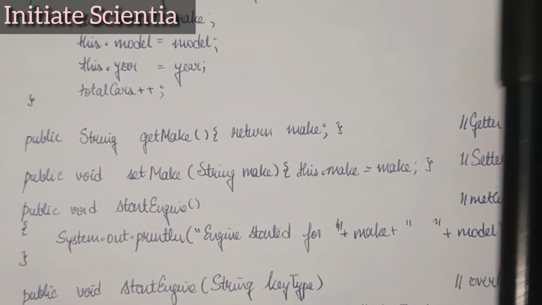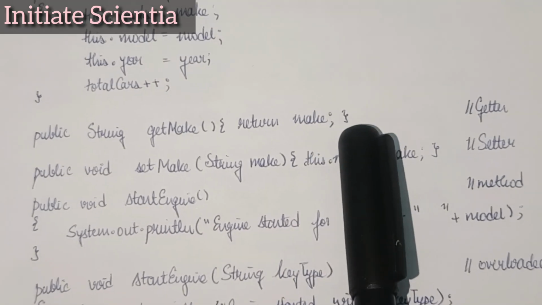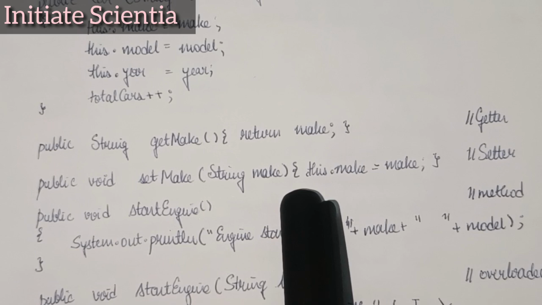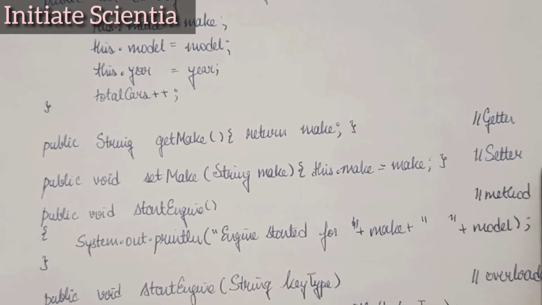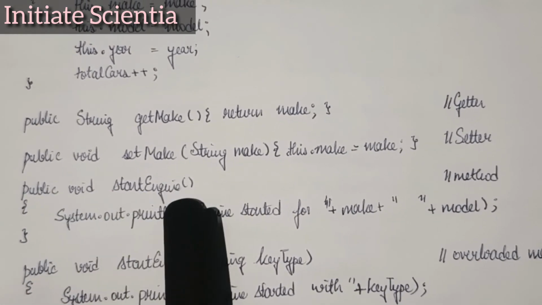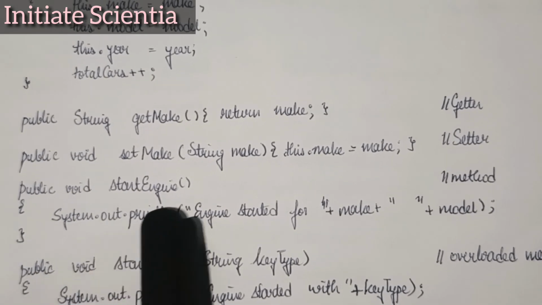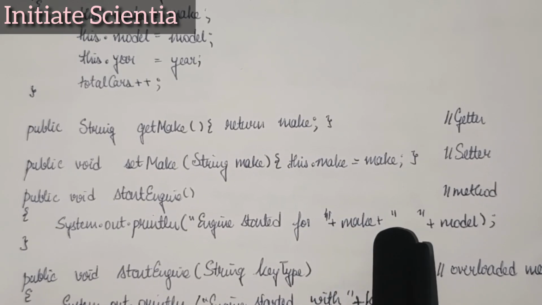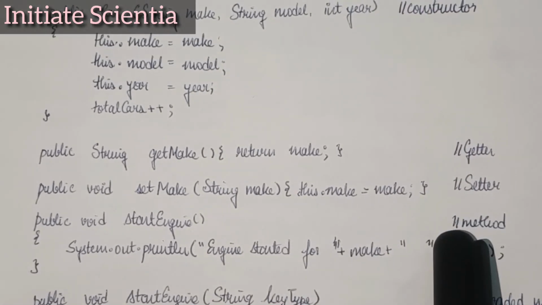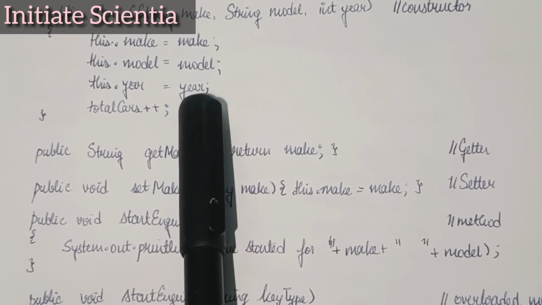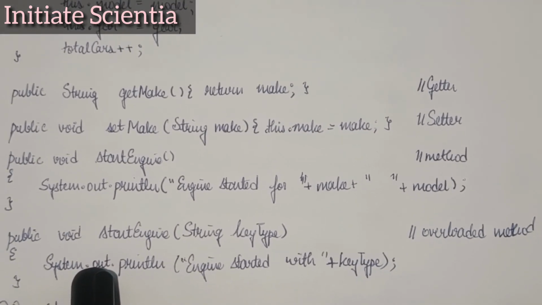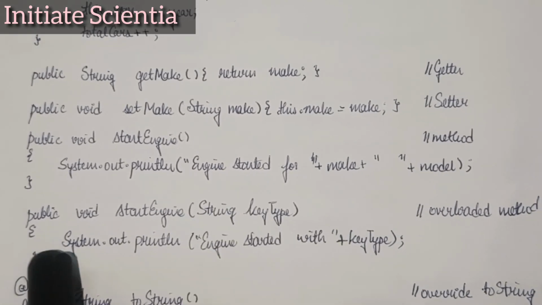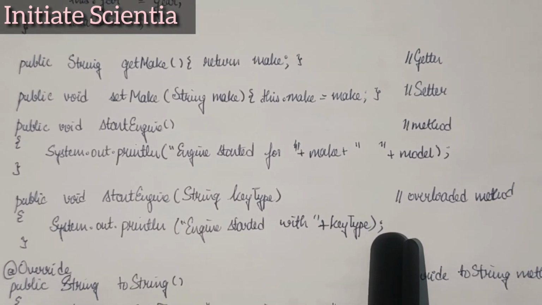cars. Public String getMake, you're returning the make, it's a getter. Next, public void setMake with the parameter String make, this.make is make, it's a setter. Public void startEngine is a method which has a print statement that prints engine started for the make that you get from here and for the model from here. Next, this is the overloaded method, public void startEngine(String keyType). You're printing engine started with the key type.